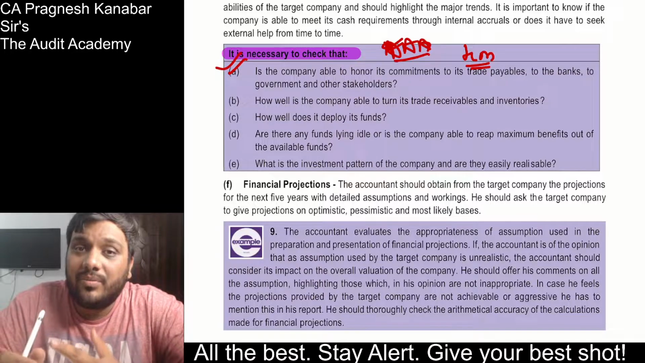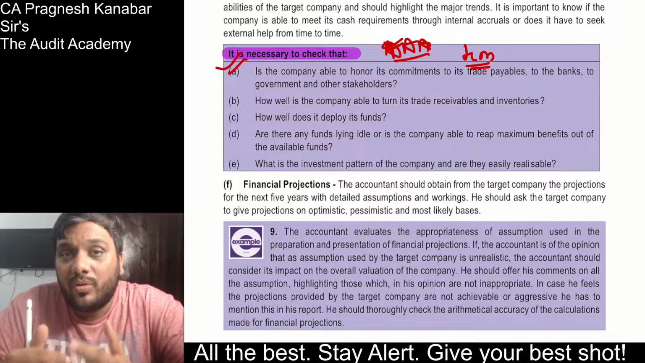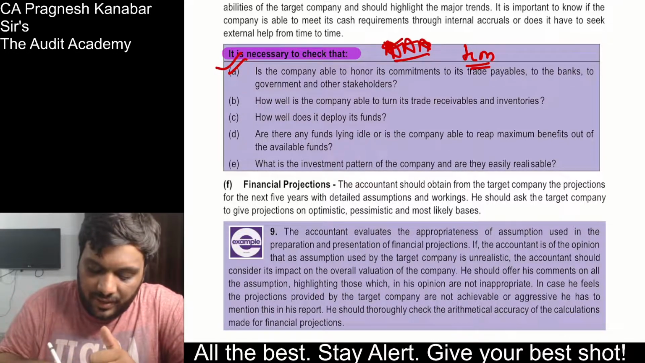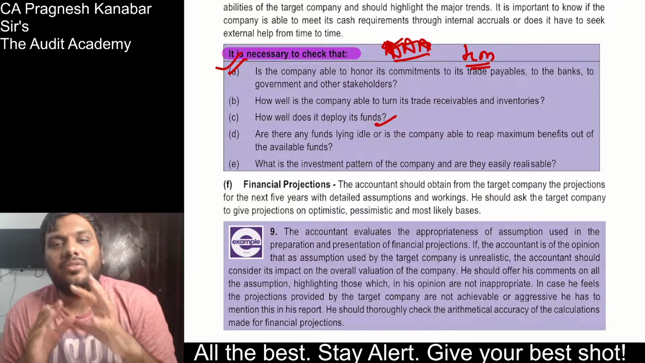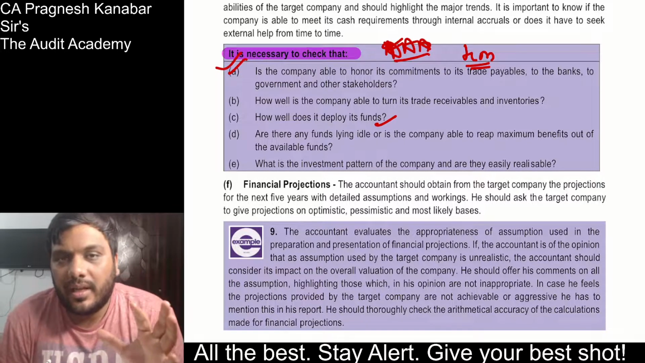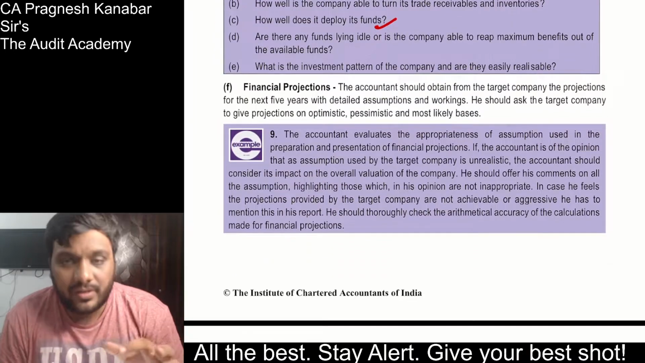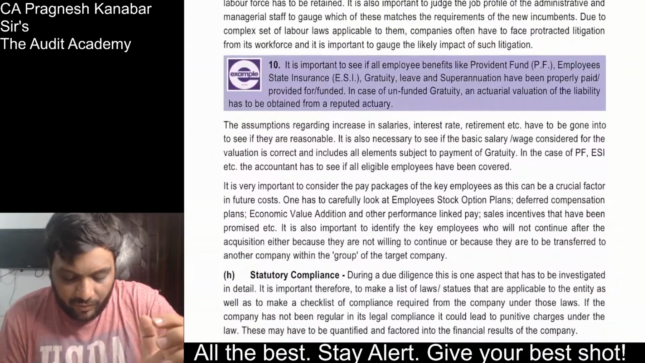All right, whether the company is able to rotate the cash properly or not, how it is doing its fund management. So that is how a cash flow can be taken up in a due diligence. So such kind of points I'm expecting for 4 marks.